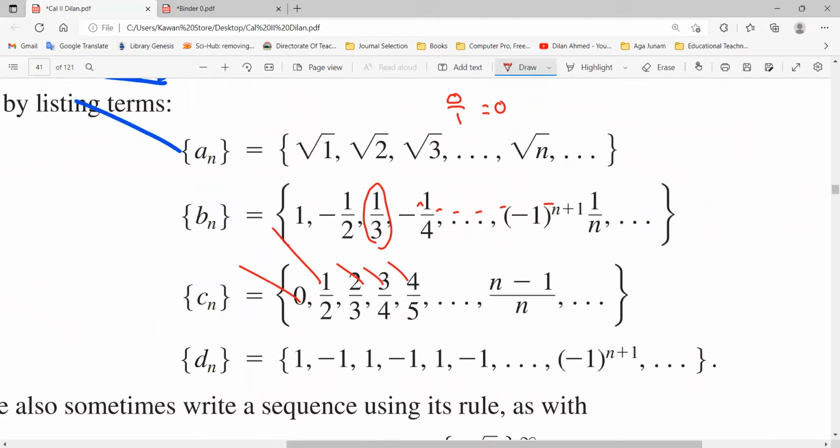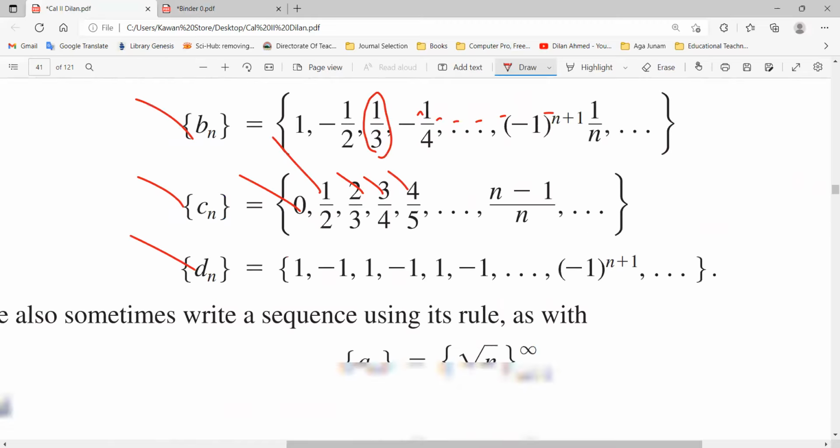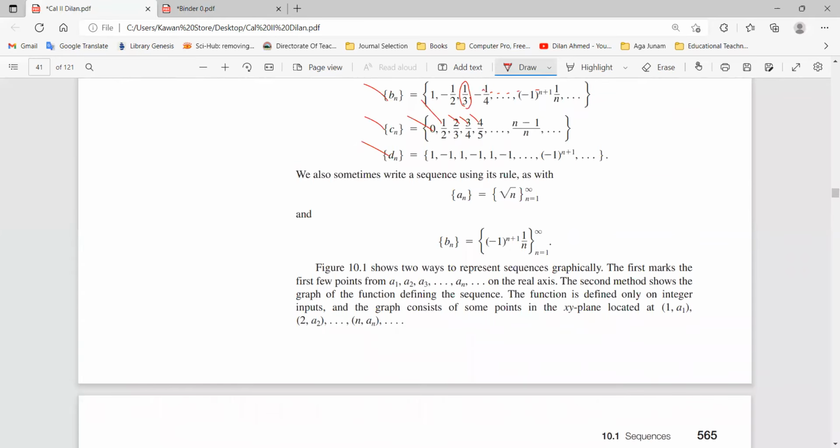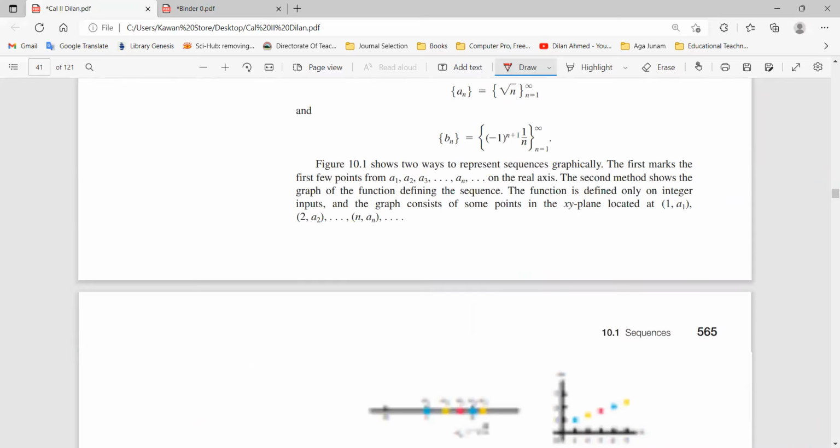So which one of these A and B and C and D is finite or infinite? All of them are infinite terms, right? So good. Okay, let me see what's going on.